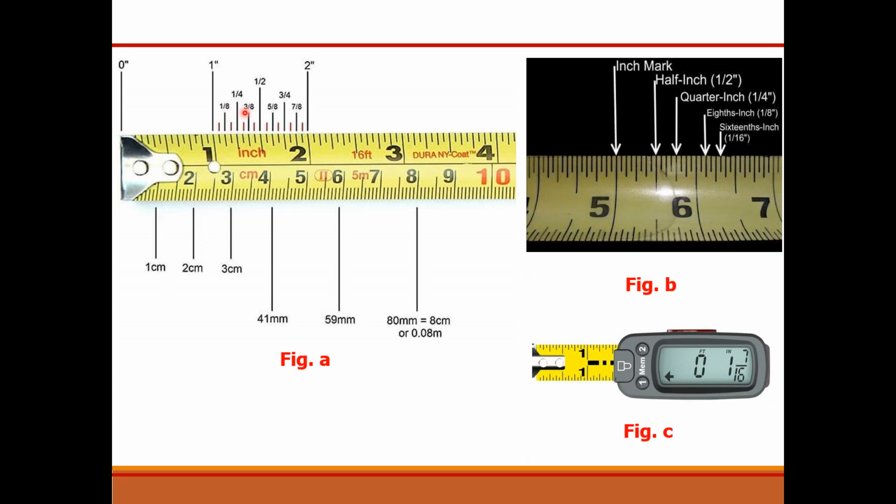Ek sutar, do sutar. That is 1/16th of an inch, 1/8 of an inch, 1/4 of an inch, 1/2 inch and 1 inch. Now in figure C you can see if we open that much measuring tape, it directly provides us the value in digits: 0 feet, 1 inch and 7 by 16 inches.